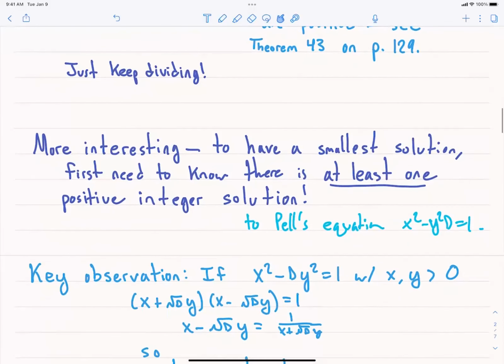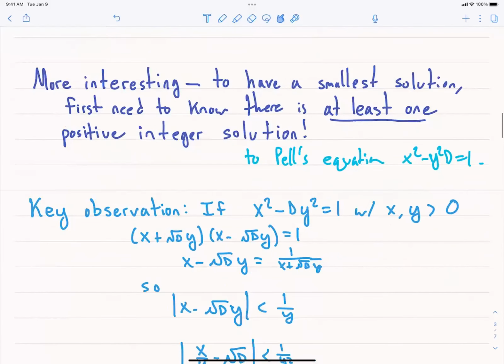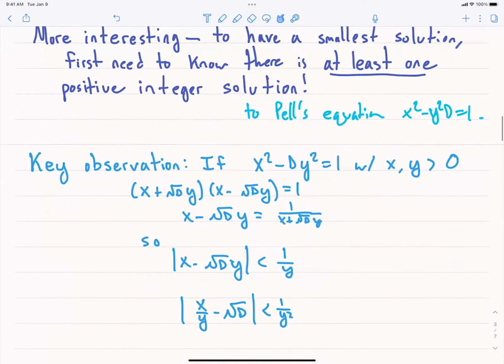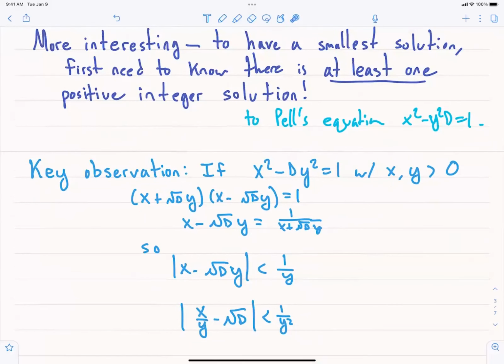Okay, so here's a key observation. We can relate solving Pell's equation to another type of problem, that of approximating the square root of d by a rational number. So let me just explain how that works. Say we have some solution where x and y are positive integers to x squared minus d y squared is equal to 1.